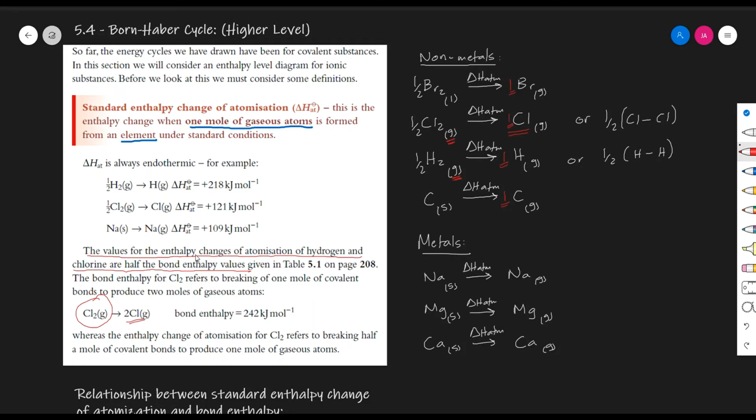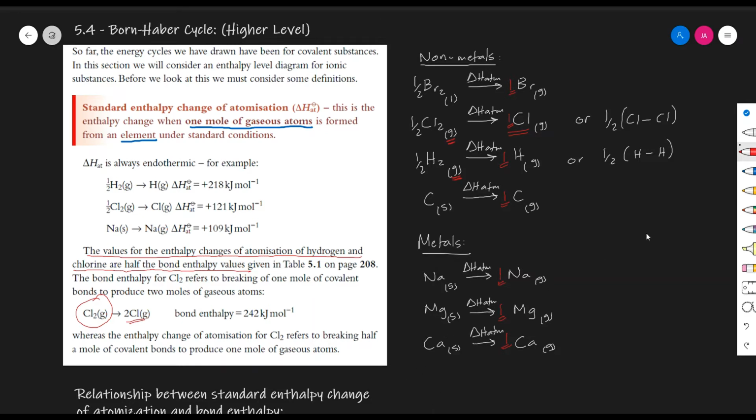As for metals over here, metals exist in the solid state, as seen here, and thus their enthalpy change of atomization has no trick. The enthalpy change of atomization is the enthalpy change required to produce 1 mole of gaseous atoms from an element in its standard state, such as sodium solid here, or 1 mole of magnesium gaseous atoms from magnesium solid, or 1 mole of calcium gaseous atoms from calcium solid over here.